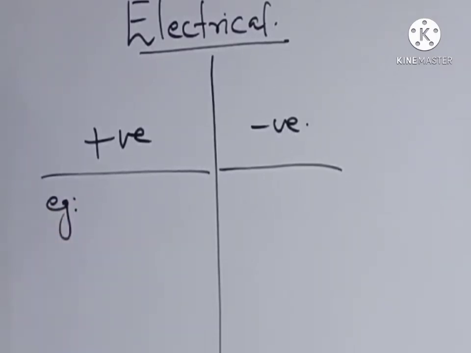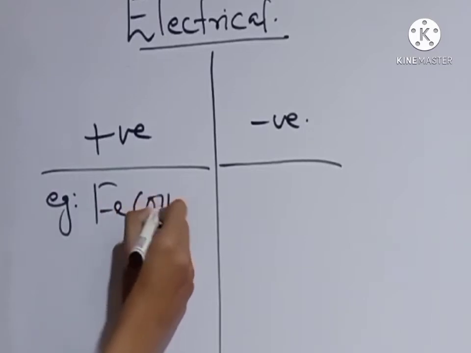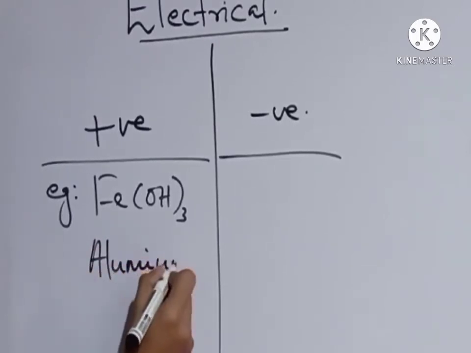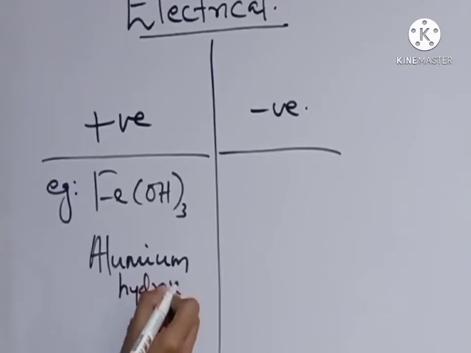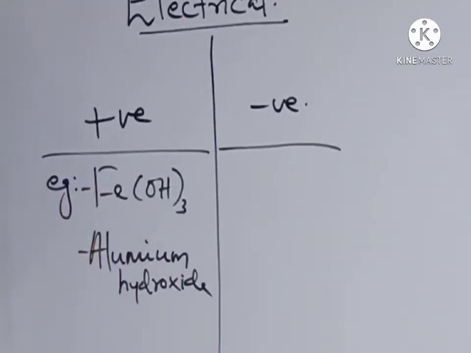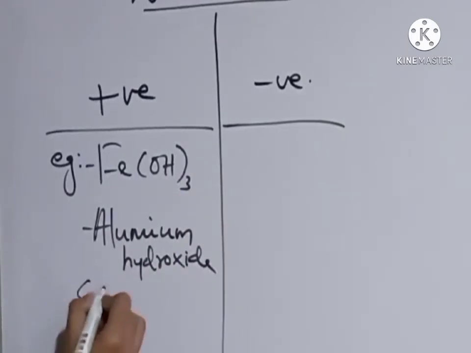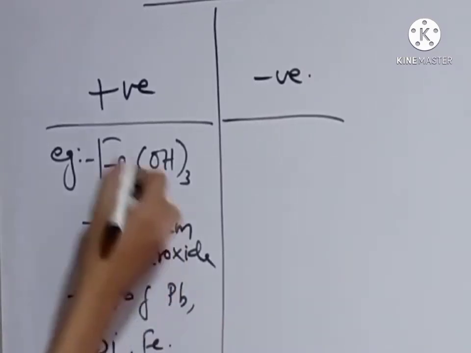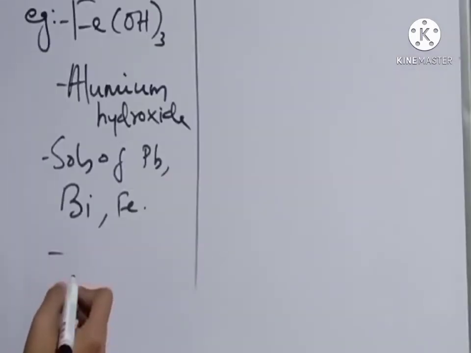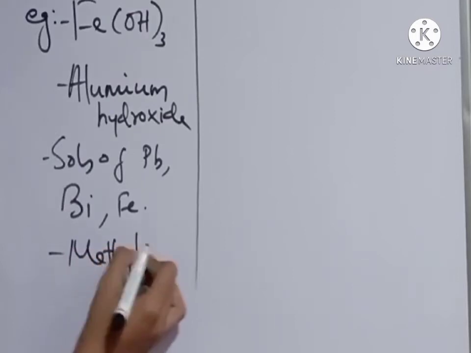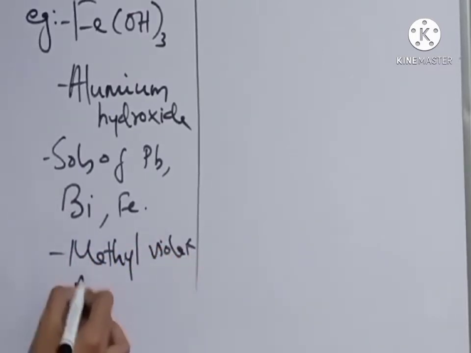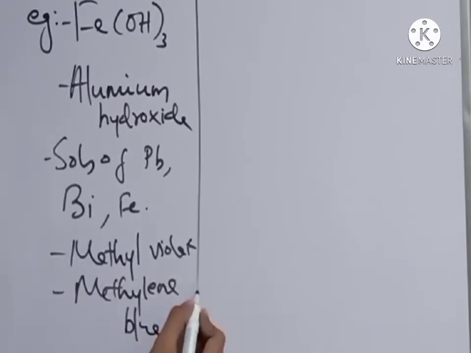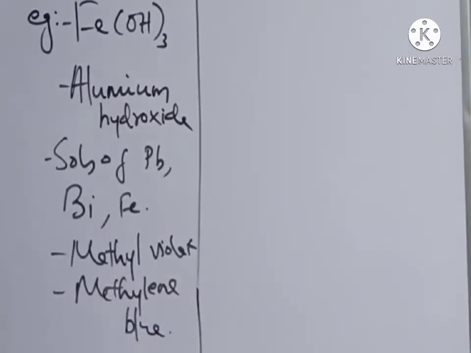Examples of positive colloids are ferric hydroxide, Fe(OH)3 colloid, and aluminium hydroxide colloid, and metallic colloids like salts of lead, bismuth, iron, etc. are positive colloids. Indicators like methyl violet, methylene blue, etc. are some examples of positive colloids.